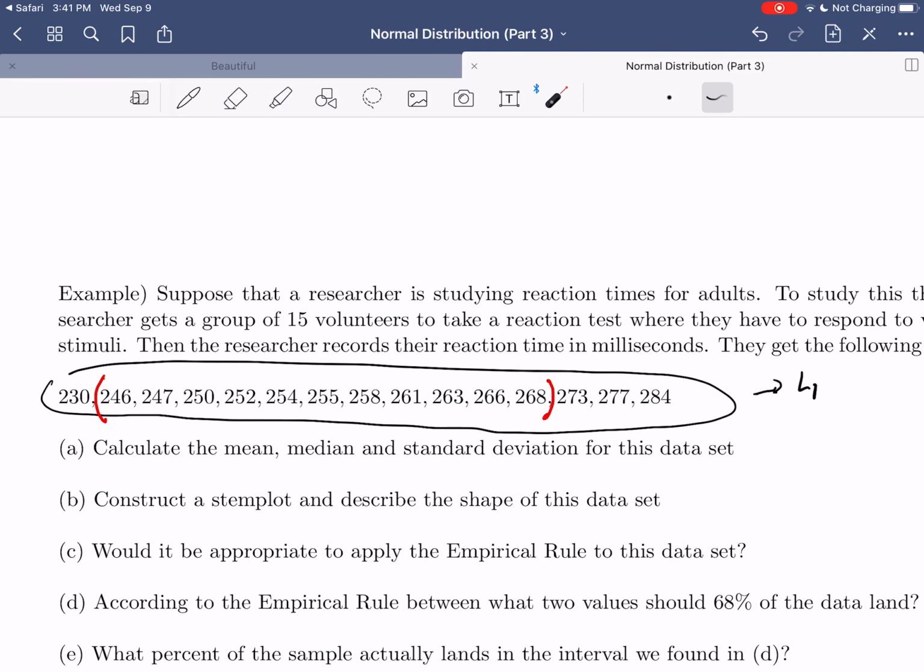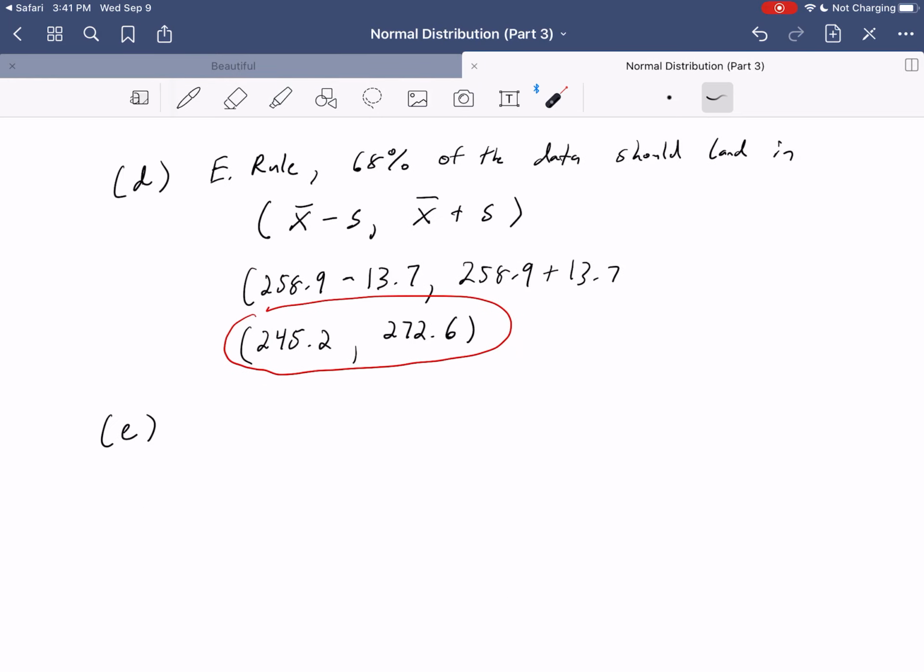So how many data points is that? Well, we can count 1, 2, 3, 4, 5, 6, 7, 8, 9, 10, 11. So it's 11 of the data points. Out of how many? Well, we had 15 volunteers, so 15 data points. So what actually landed in that range was 11 out of 15. If we do that division, that comes out as approximately 73.3%.